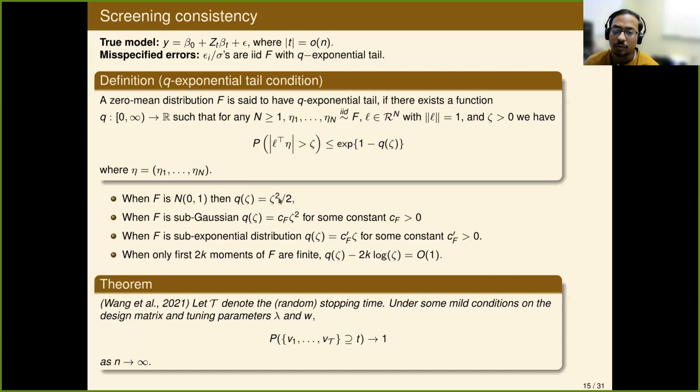So when f is normal 0, 1, q of zeta is our usual zeta squared over 2. When f is sub-Gaussian, then q of zeta is a constant times zeta squared, for some constant c_f bigger than 0. When f is sub-exponential, the tail decreases more slowly, so q of zeta is a constant times zeta.